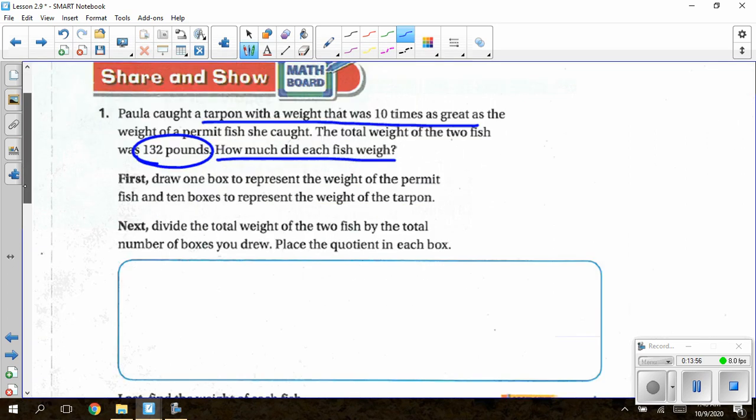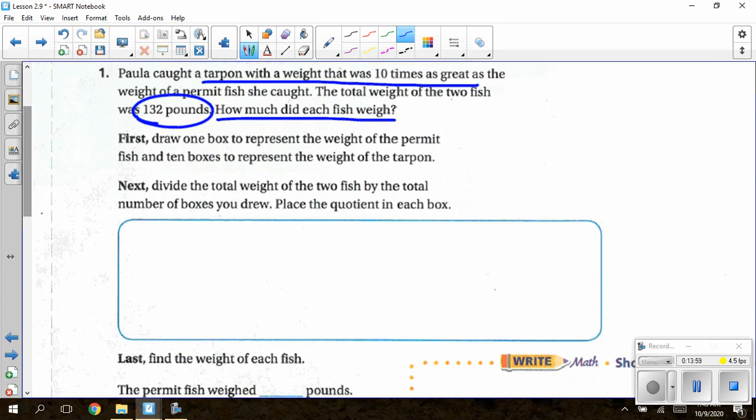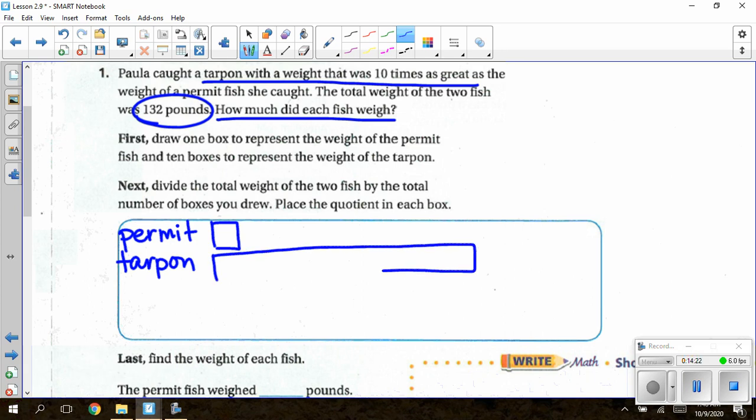So now I'm going to make sure I draw the boxes. Since we know the permit fish was the smaller fish, I'm going to represent that fish with the 1 box. And then the tarpon would then be 10 boxes, since it's 10 times as great. So remember, just draw a long bar and then divide it into 10 boxes. And the combined weight of both fish is 132 pounds.